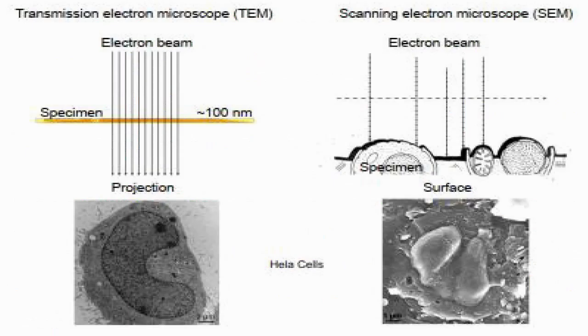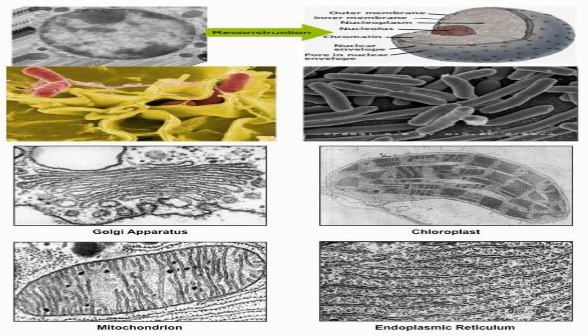This slide presented how the electron beam transmitted through the specimen in both transmission electron microscopy and scanning electron microscope. This slide showed the surface image and interior organelles of cells taken by electron microscopes.